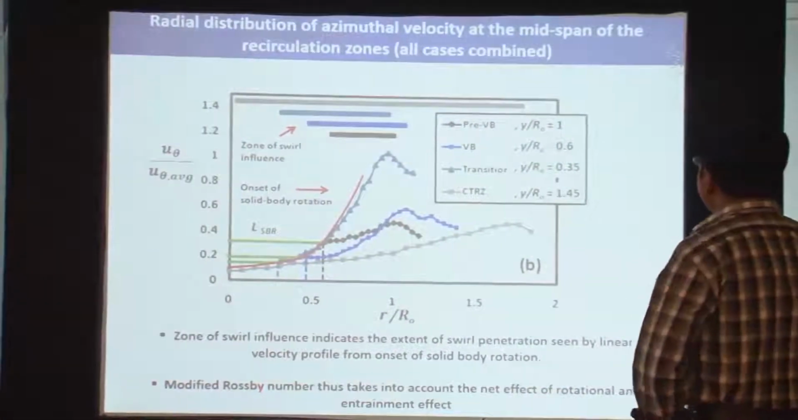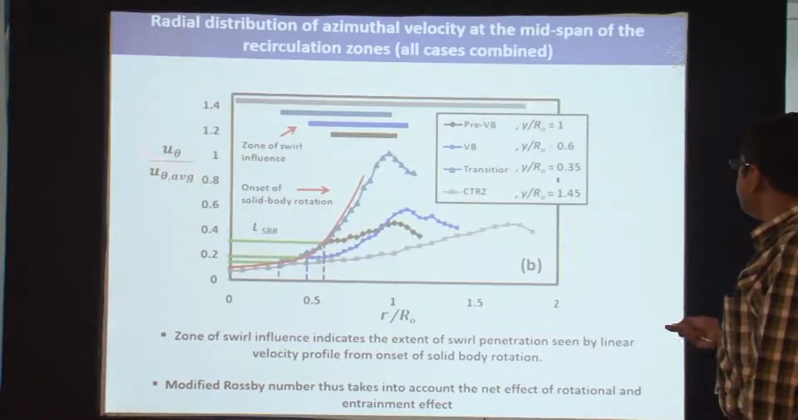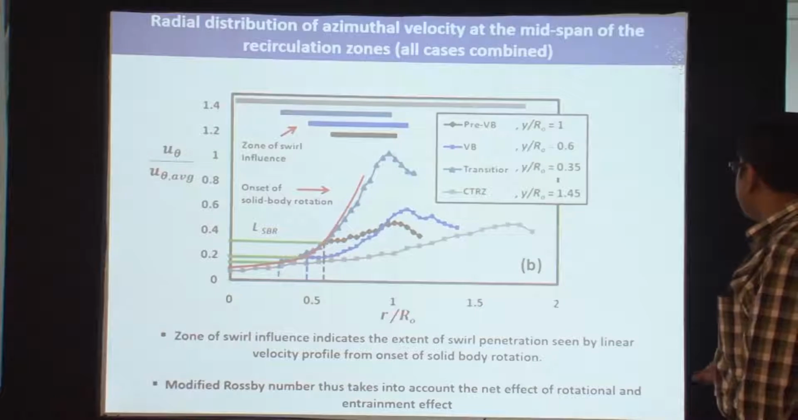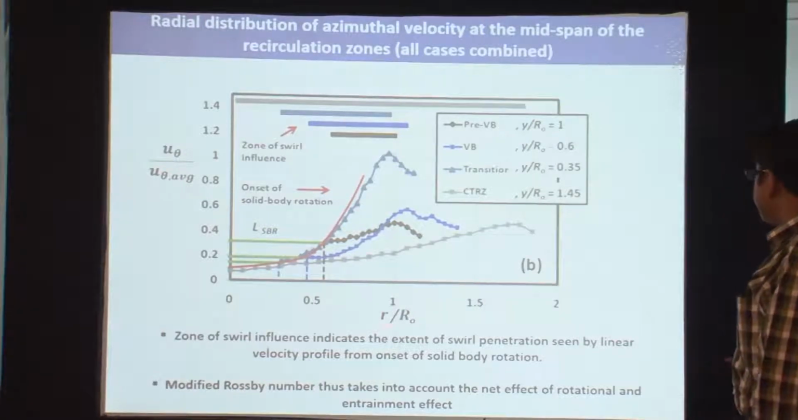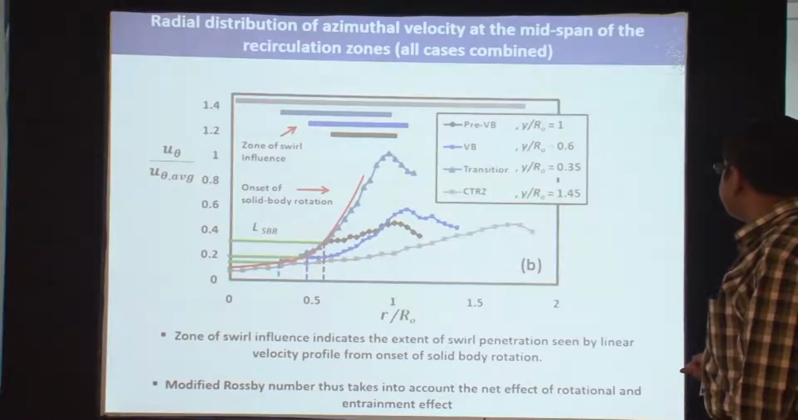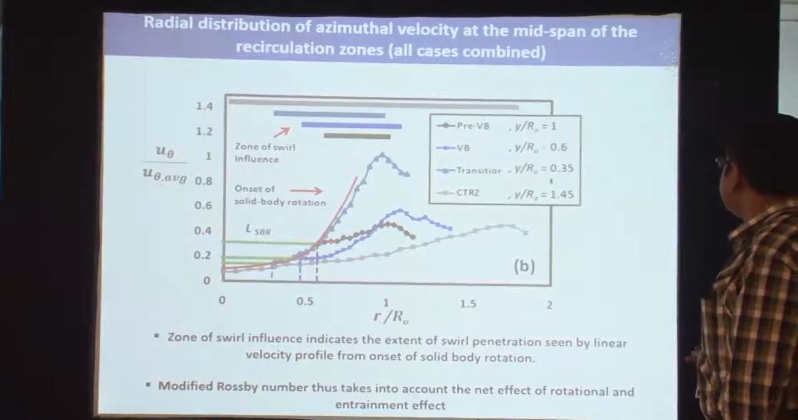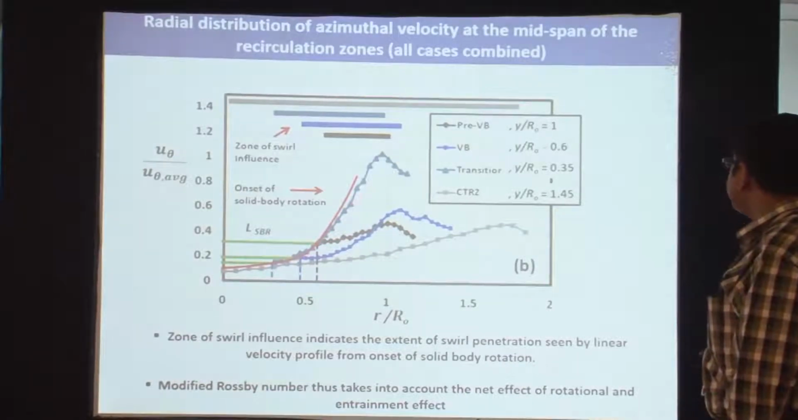So if you also look at the distribution of the azimuthal velocity, that is u theta, and you plot it from the top view with r over r naught, what you find is that these blue lines indicate how far the swirl influence is actually felt. And after that, you have the onset of solid body rotation. The profile looks almost like that.